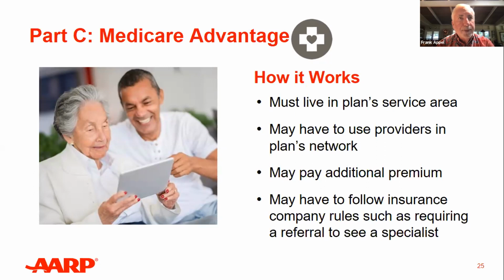You may have to pay an additional premium for Medicare, although many of the Medicare Advantage plans offered are what they call zero premium plans. There's no additional premium other than paying your Part B premium. You may have to follow the insurance company rules, such as requiring a referral to see a specialist, which of course Medicare doesn't require. So these are some of the considerations in picking a Medicare Advantage plan.